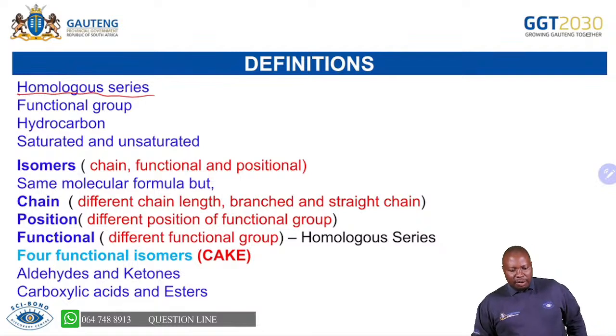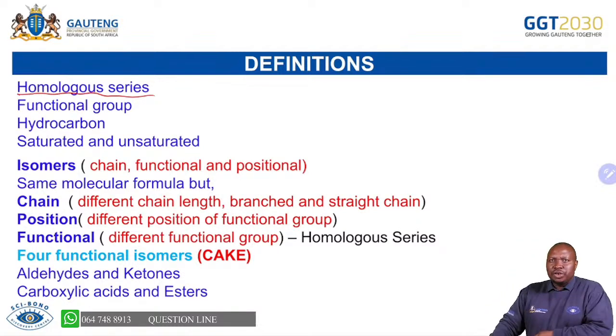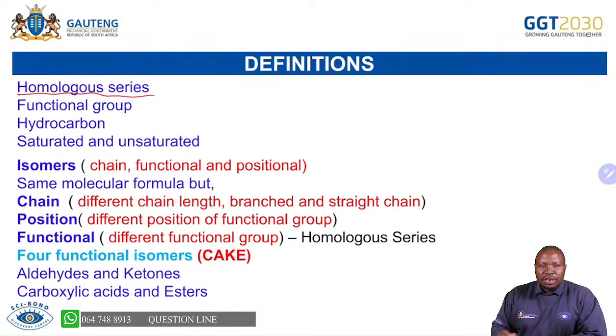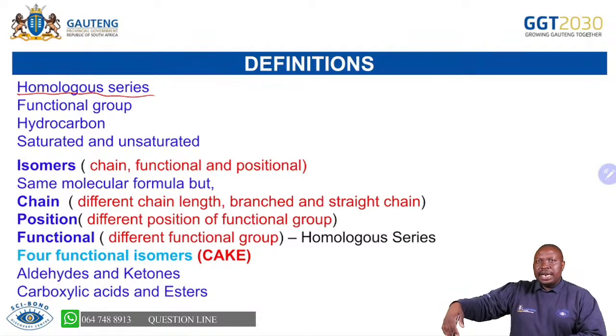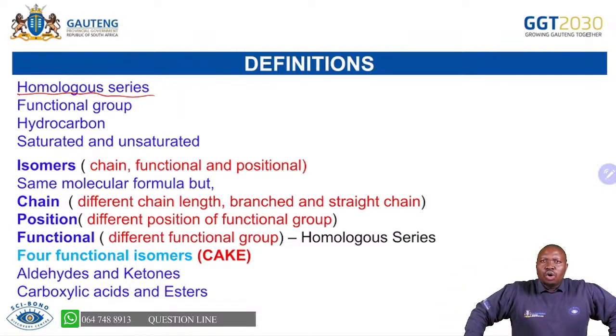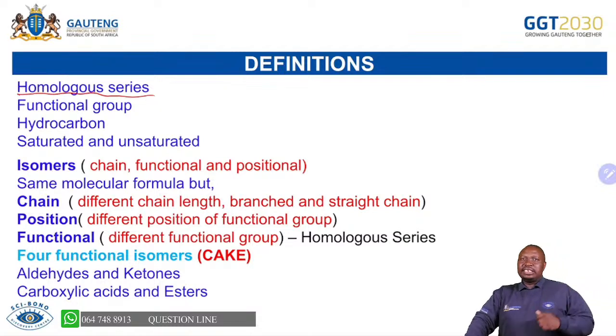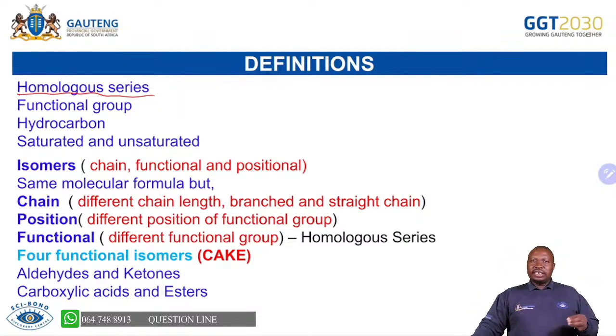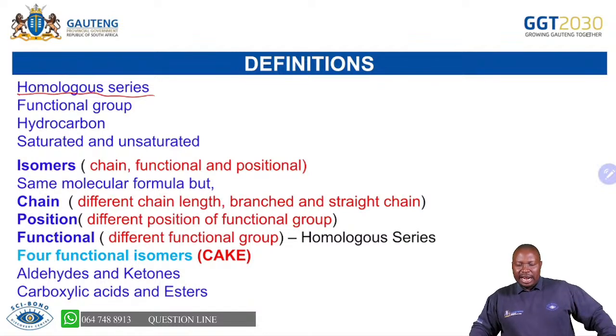Homologous series, remember we're saying these are series of organic molecules that each differ from one another by a CH2 group, or they are described by the same general formula. I think that is the definition you like. We're saying homologous series, these series of organic molecules, are described by the same general formula. So they have the same general formula.